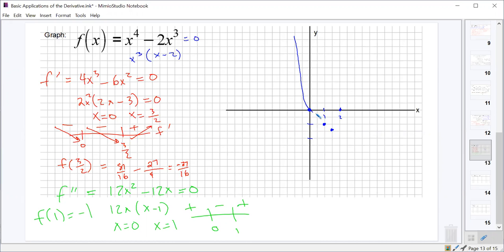Then changes again in concavity from concave down to concave up from 1 to 3/2. Stays concave up, but begins to increase after that. And we get some function that looks about like that. My little concave down section there is a little shaky, but it's supposed to be concave down. Good or no? Beautiful. Great.